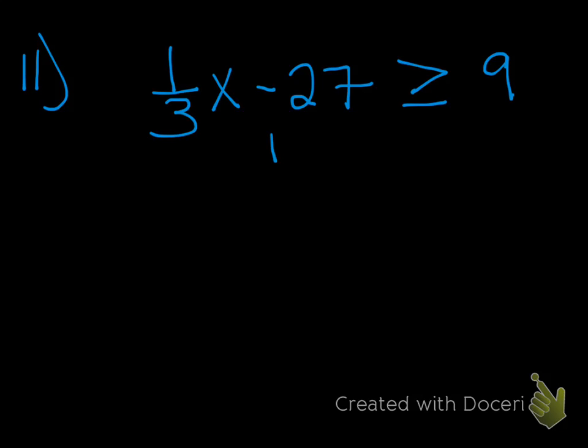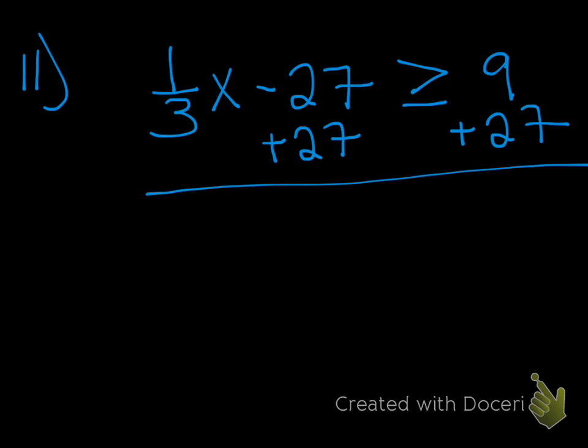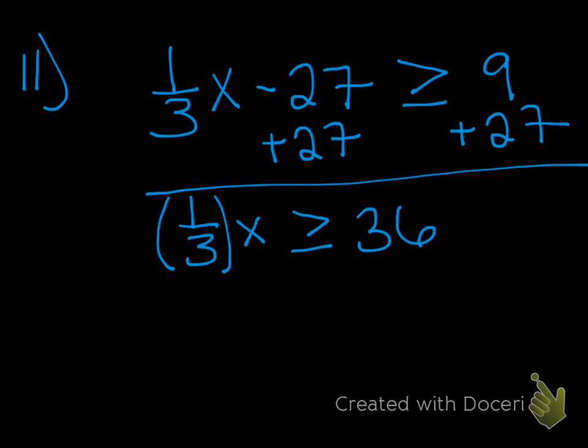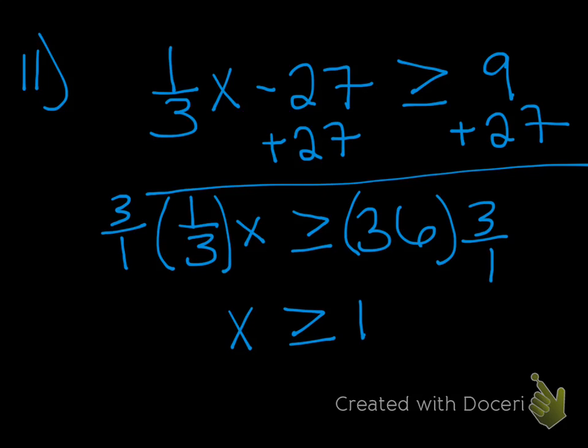Alright, so first step, plus 27, plus 27. 1/3 x is greater than or equal to 36. Right, a lot of you guys got to this part and then divided by 3. Right, remember, we're trying to get rid of this 1/3. So we multiply by 3 over 1, multiply this side by 3 over 1. So we get x is greater than or equal to 36 times 3, which is 108. All right.